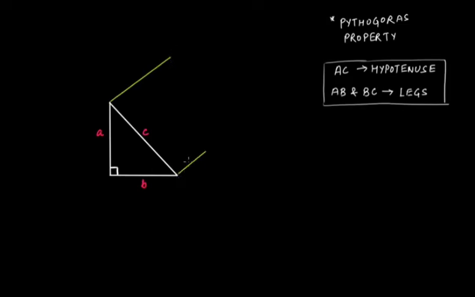so what I'm doing is I'm drawing a square on this hypotenuse. Since I'm drawing a square on this hypotenuse, therefore each side will be of length what? C. Why? Because C is a hypotenuse, and in this case each side will be equal to C. So this is a square that has been drawn on this hypotenuse, where each side is of length C.